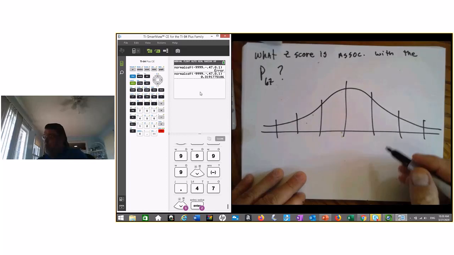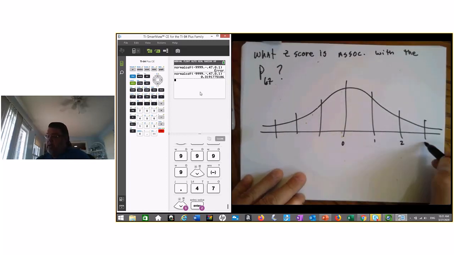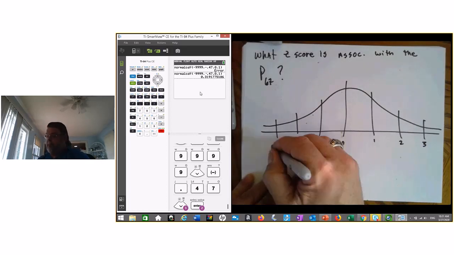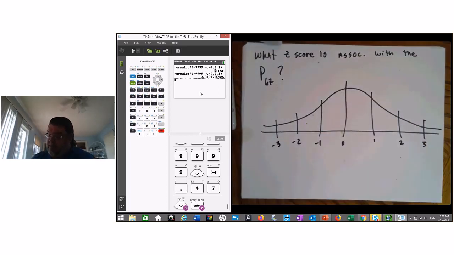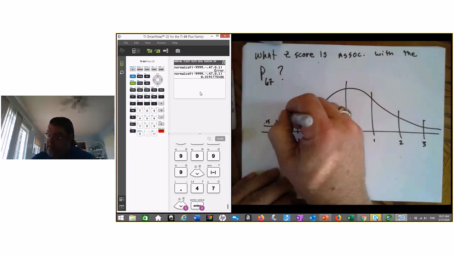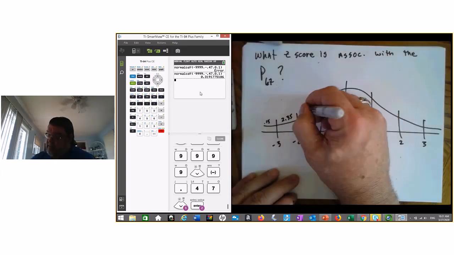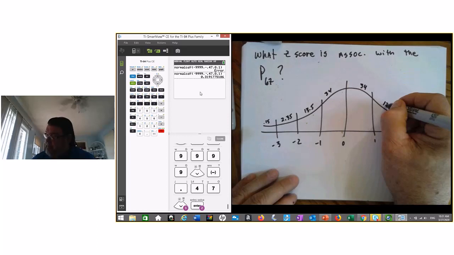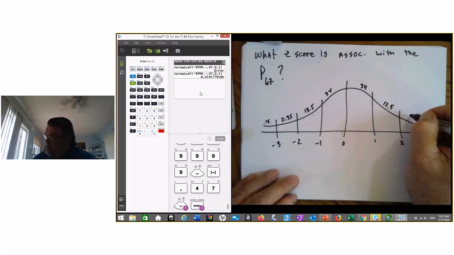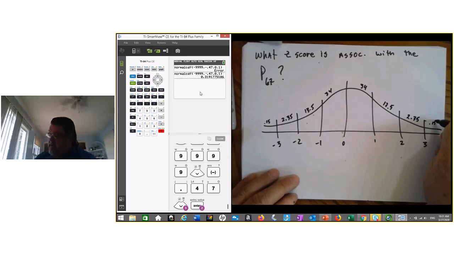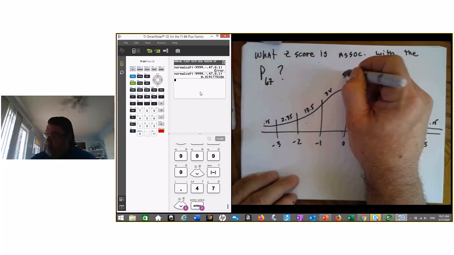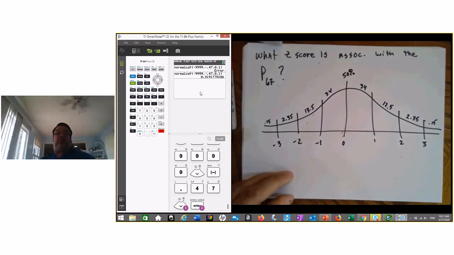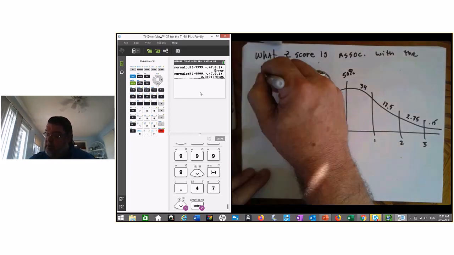Zero, 1, 2, 3, -1, -2, -3. 0.15, 2.35, 13.5, 34, 34, 13.5, 2.35, and 0.15. Now I know that this is 50%. So if I know that's 50%, we want 67%. So I'm going to do this and we'll do 67 in green.